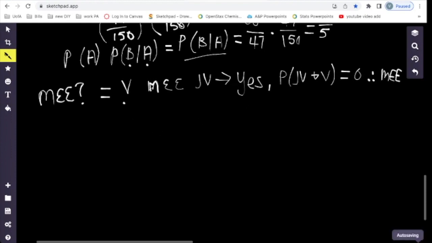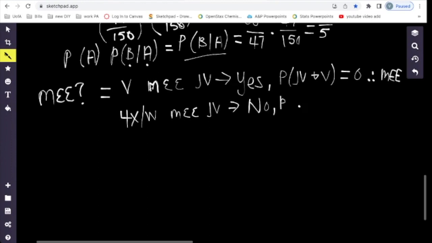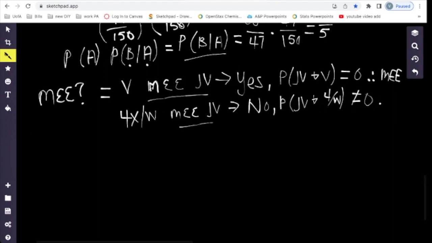However, can you practice 4 times per week? Is that a mutually exclusive event to being on JV? No, because the probability of being on JV and practicing 4 times per week is not equal to 0. This actually can occur. So these two are not mutually exclusive events, whereas these two are mutually exclusive events.